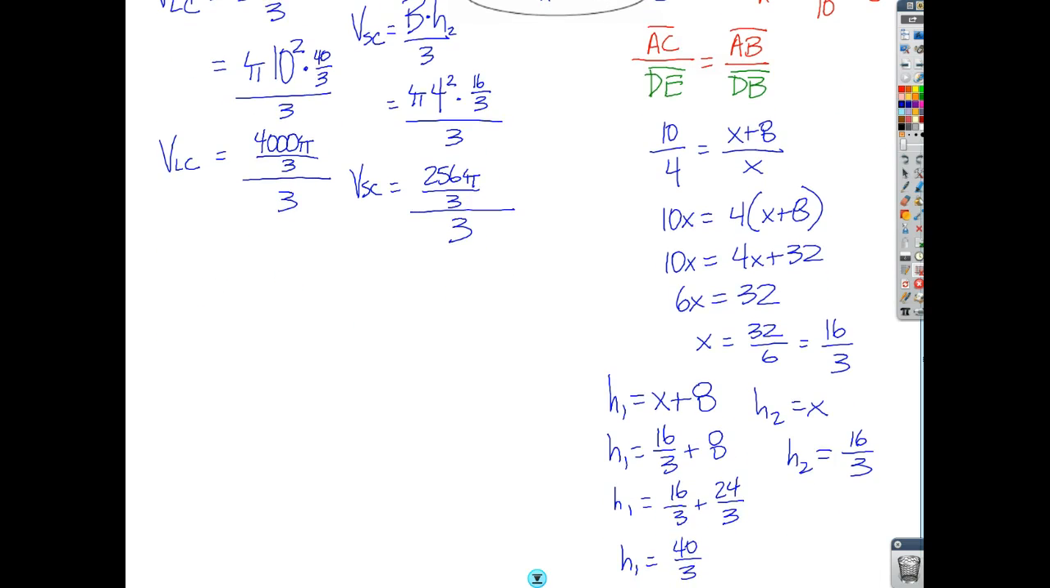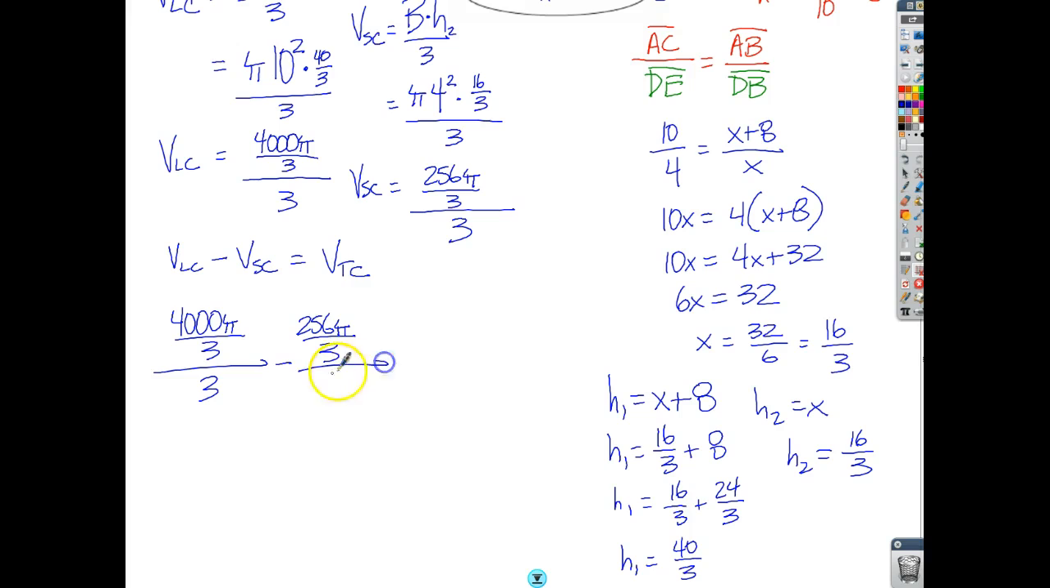So now let's combine, right? I'm going to have to subtract these two things. Remember we had volume of large cone minus volume of small cone is equal to volume of the truncated cone. So the volume of the large cone is this: 4,000 pi over 3. Then I'm going to divide that by 3. And then I'm going to subtract 256 pi over 3 all over 3.